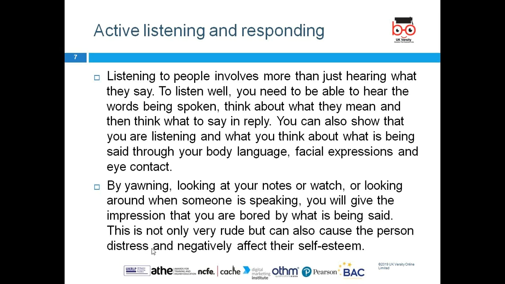So you shouldn't, like I said earlier, be looking at your notes or your watch or at other people, or even giving them the impression that you're bored. You need to make them feel that they are the only person at that particular time that you're paying attention to. Because otherwise it might distress them, or they might feel that you're being rude with them, and it could affect their self-esteem.